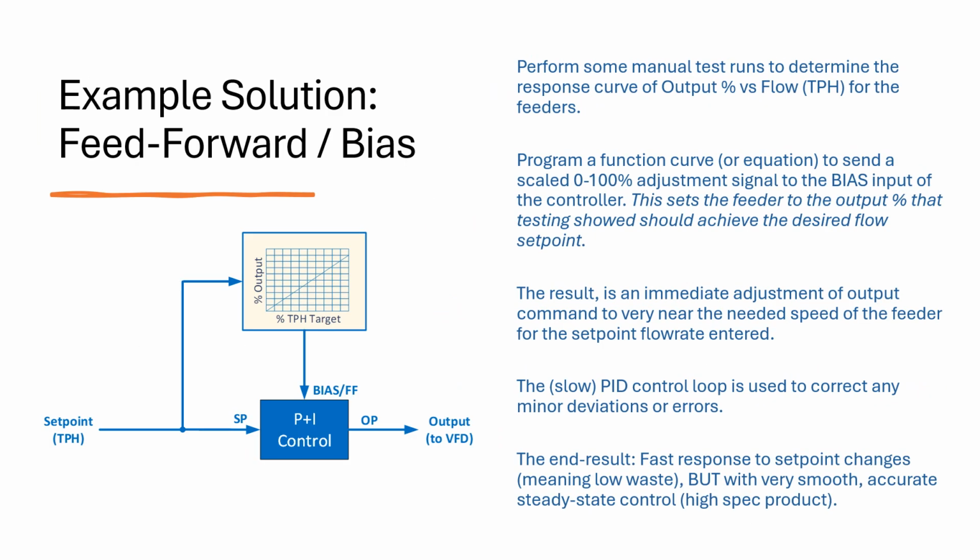So in short, we use feed forward to bias the output to the approximate percentage based on the set point entry. What we do is we do some test runs, and we create a curve of flow percentage. In this case, it was tons per hour versus the output percentage, which was actually a VFD. So as we ran that, we basically ran from 0 to 100, and we plotted the average tonnage and created a curve, which in this case was somewhat linear, and you can see that in the little graph below.